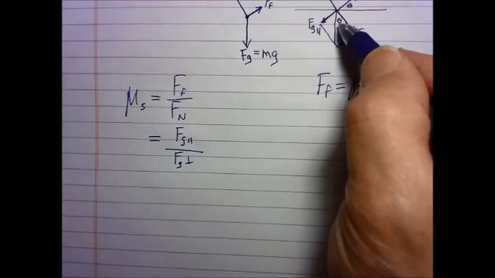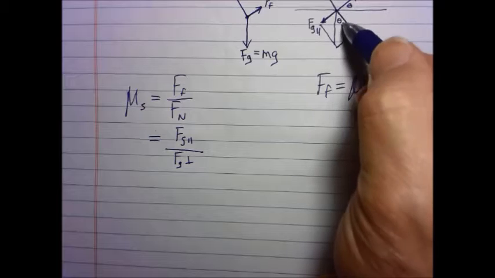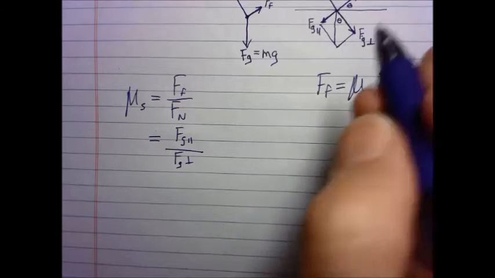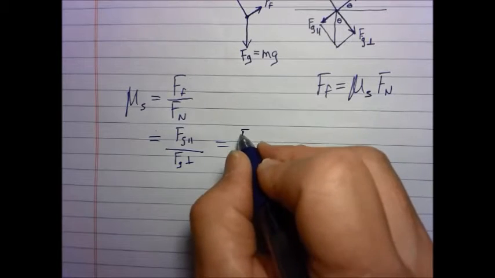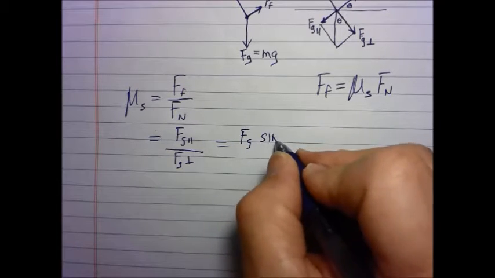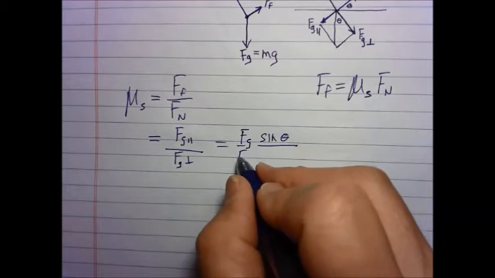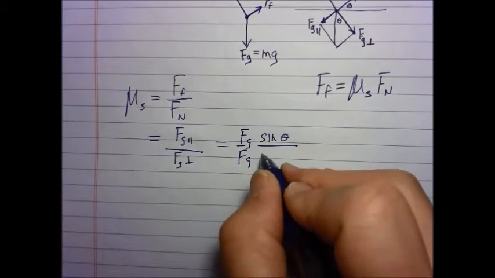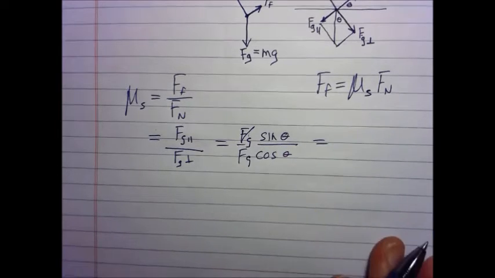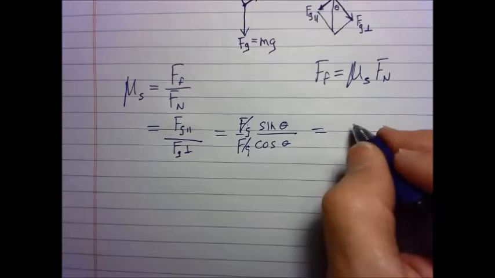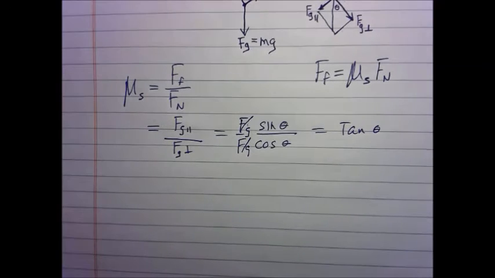So let's go. Fg parallel is this vector here. That would be the opposite. So I think this is going to come out exactly how the one in class did today: Fg sine theta divided by Fg cosine theta. And now you can simplify this to just tan theta, which is going to be the coefficient of static friction.